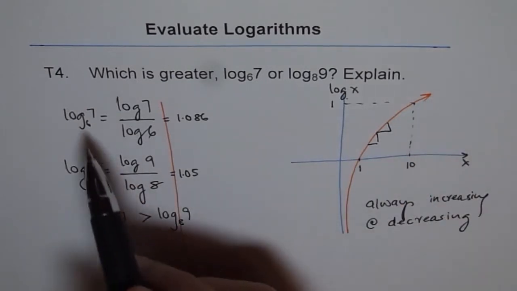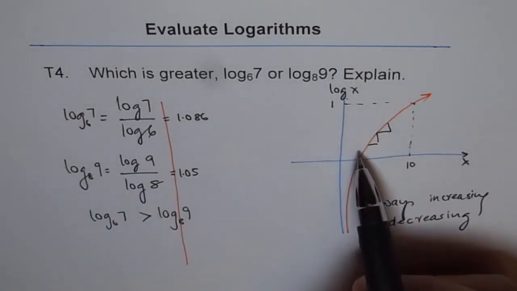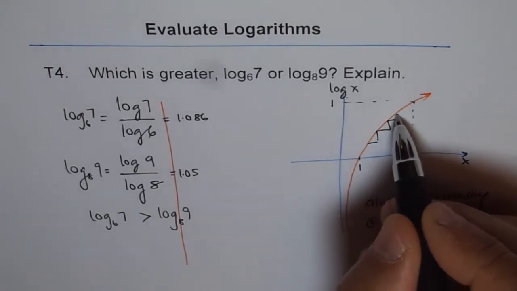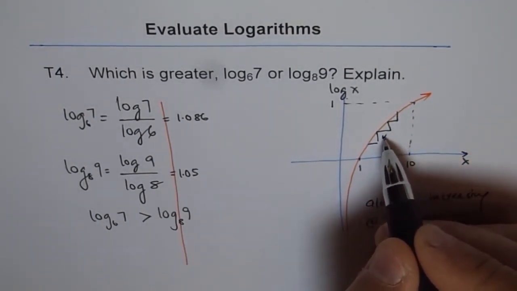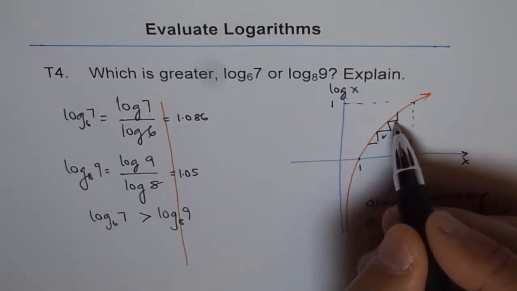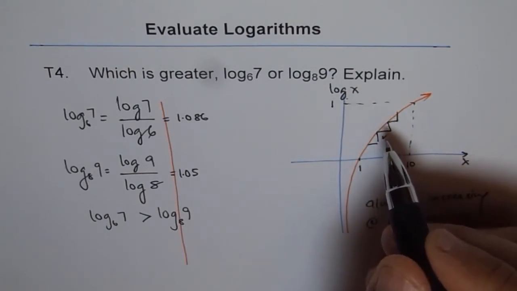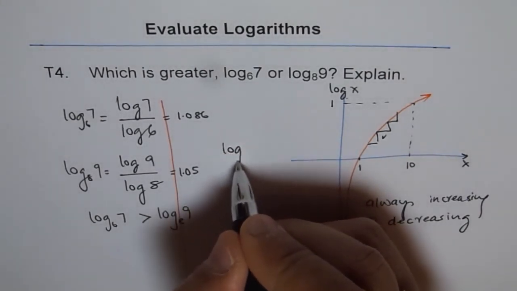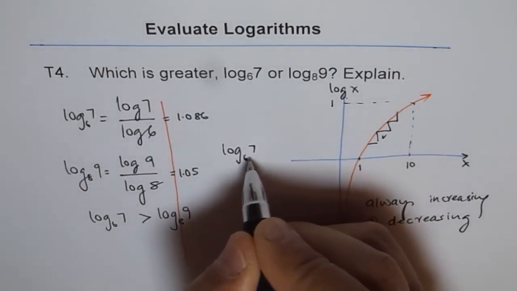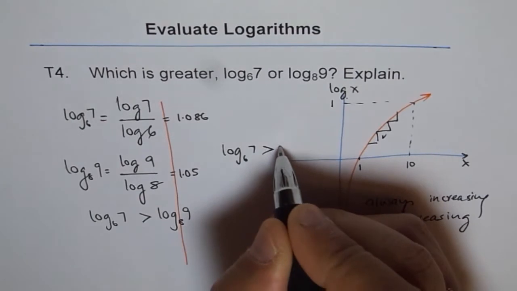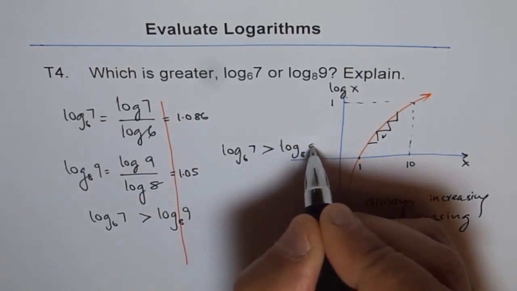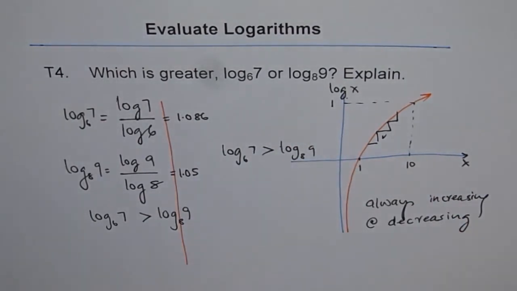And since this is the ratio of initial values, let's say it is somewhere here, this rate is more than the following rate, right? So that helps us explain that log to the base 6 of 7 will be greater than log to the base 8 of 9. Do you understand? So that is the kind of reason we can give from the graph, and that supports the calculated answer also. Thank you.